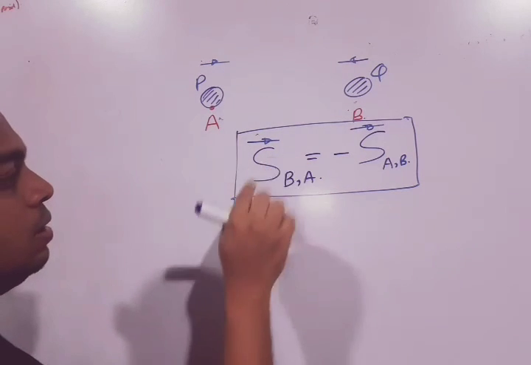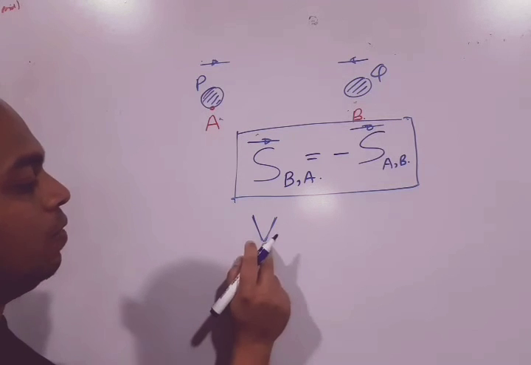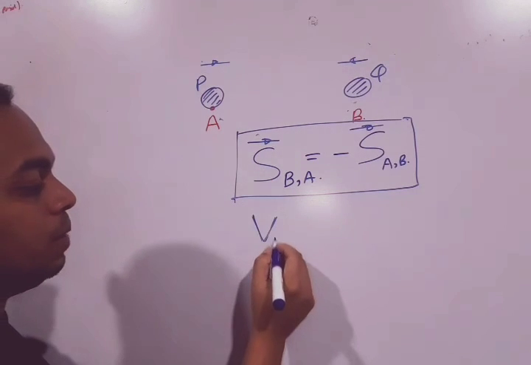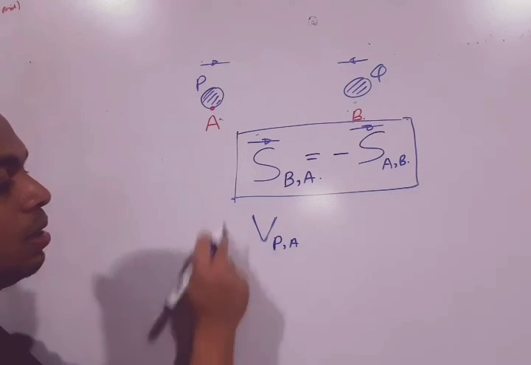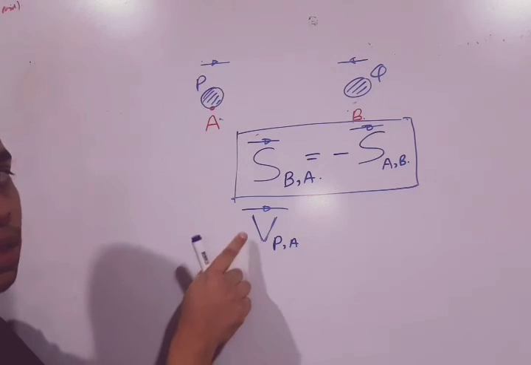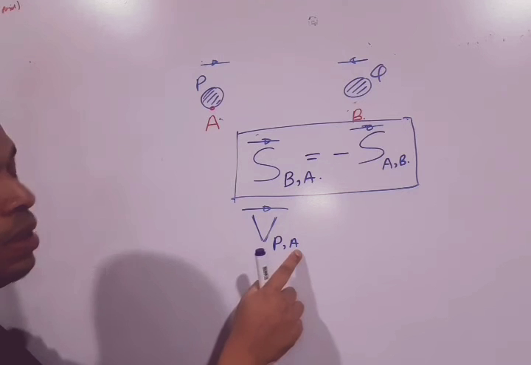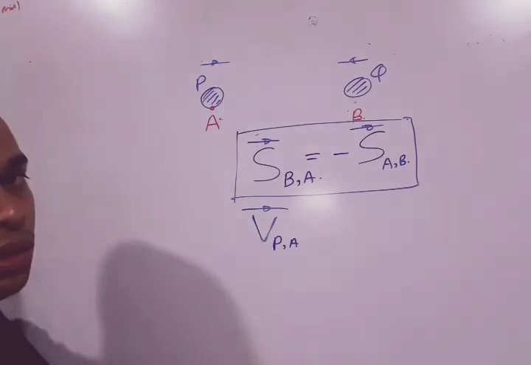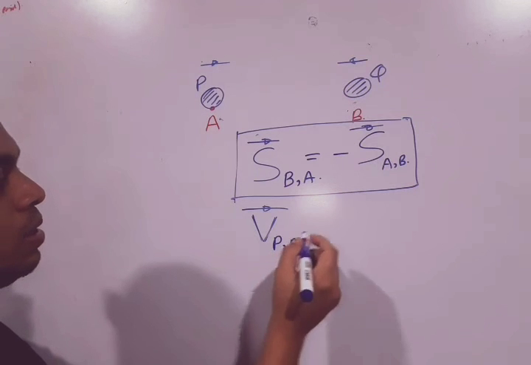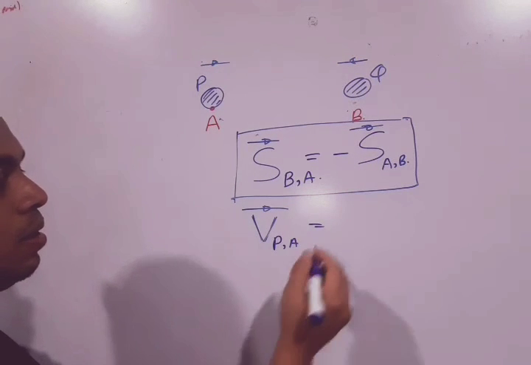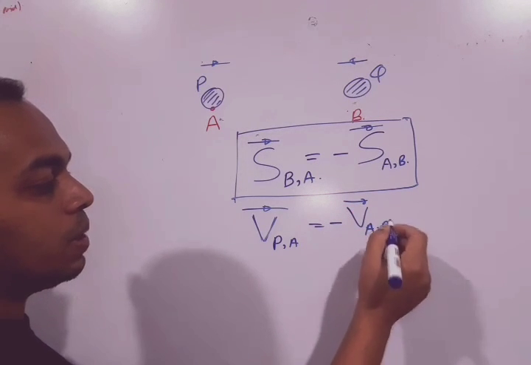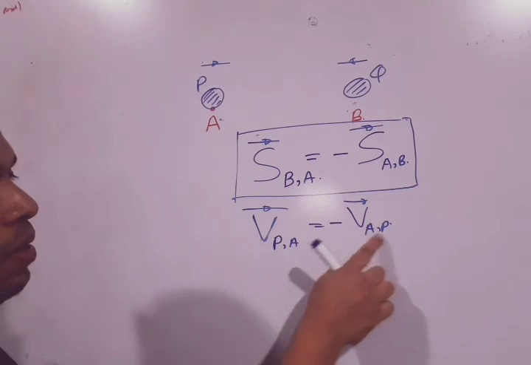So just like with the displacement, we define the relative velocity of particle P with respect to A in this notation. This says that velocity of particle P with respect to A. So this reference point can be anywhere on this line or in any space there. Like in this case, this is equal to negative velocity of A with respect to P.